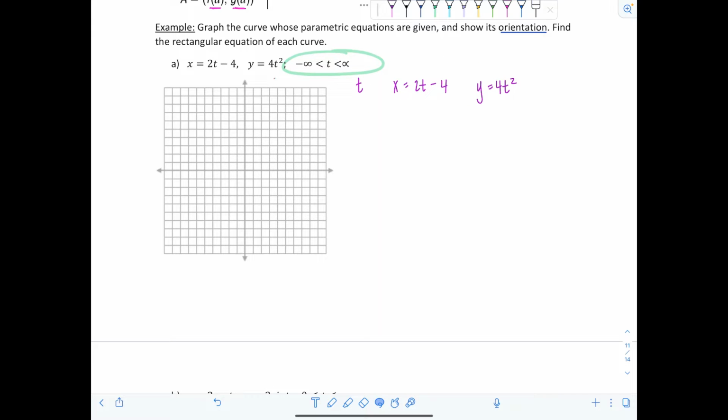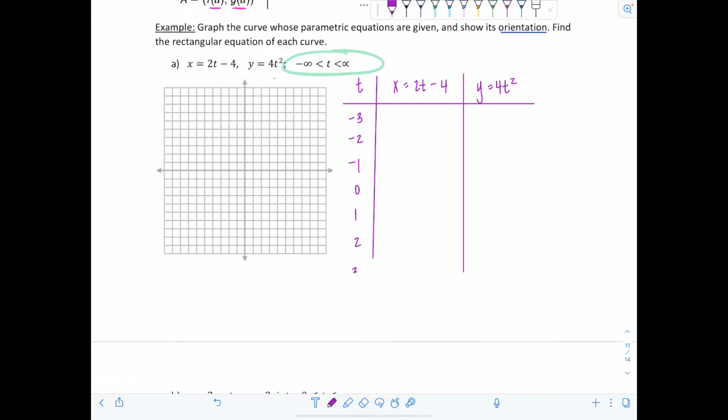Let me scoot this over. Where to start? I mean, I usually do from -3 to +3 if I'm not given any guidelines like we were here. And then we can just play around with it, observe, see if we want to add more. Okay, it's all up to you. So -3, -2, -1, 0, 1, 2, 3. Sound good? All right.